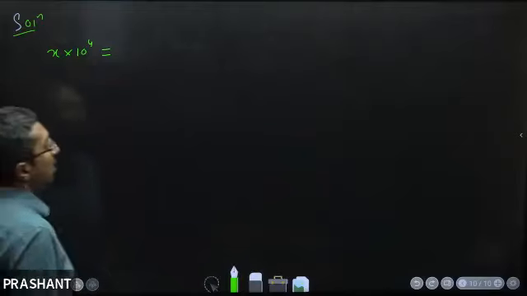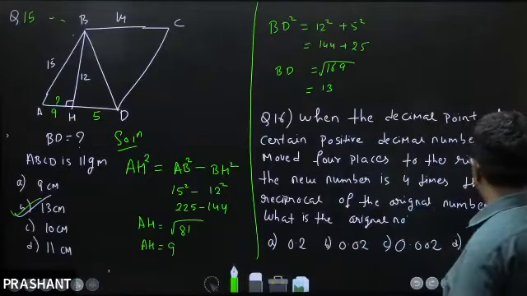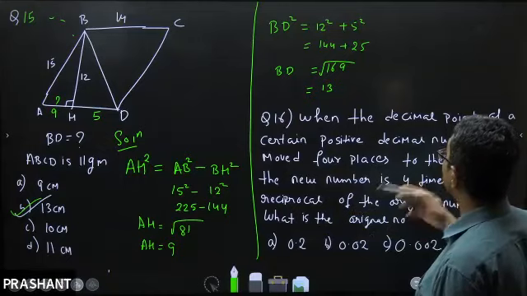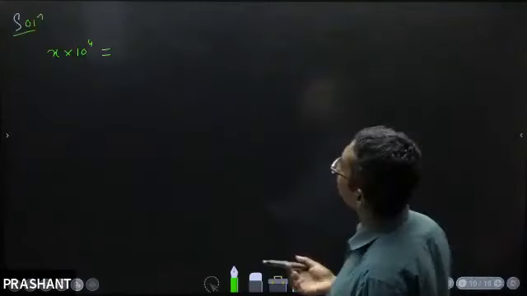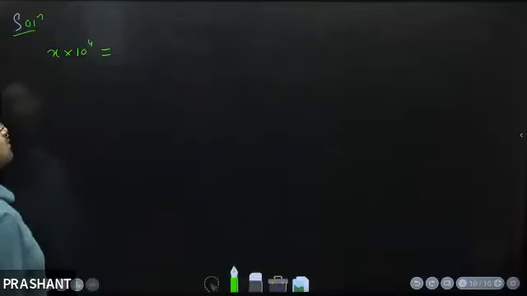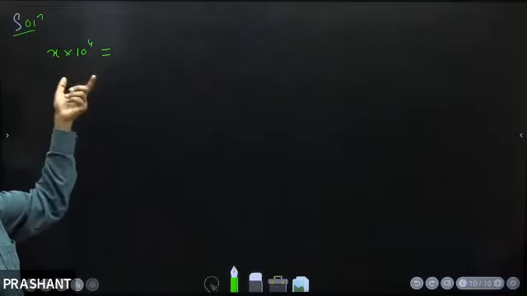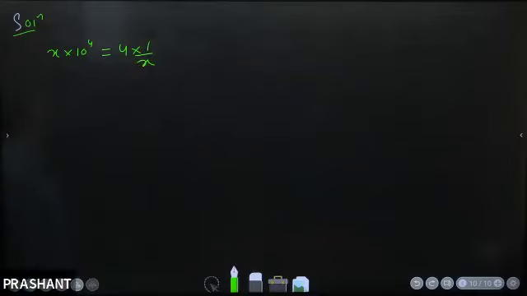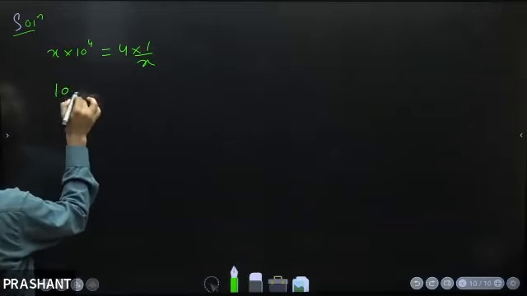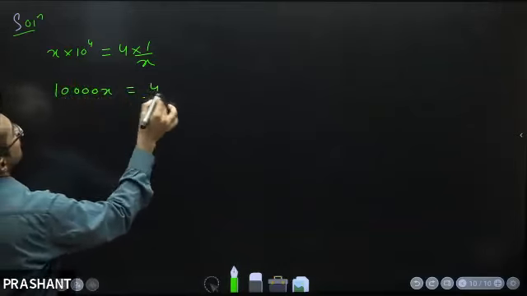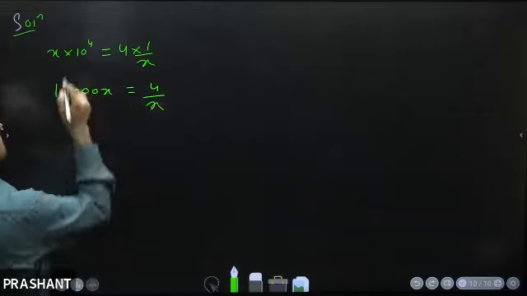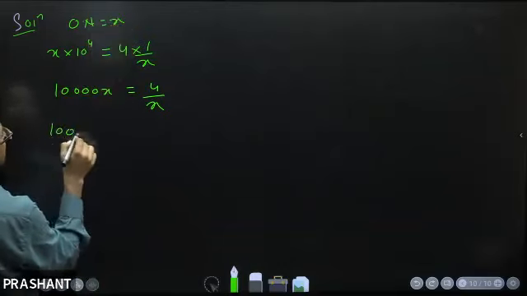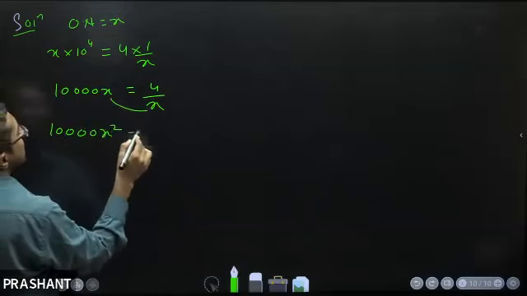ठीक है? तो अब ऐसा करने पे होता क्या है? Move 4 places to the right, the new number is 4 times the reciprocal of the original number. So जो new number बन रहा है वो x into 10 to the power 4 है। This will be 4 times the reciprocal of the original number. तो ये 10,000x is equal to 4/x. ओरिजिनल नंबर हमारा x है, तो हमें ओरिजिनल नंबर पता करना है। क्रॉस मल्टीप्लाई हो गया, that x square is equal to 4.